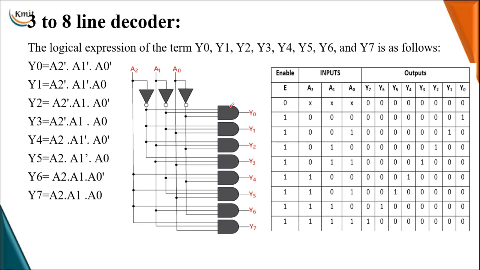Since you have 8 AND gates, each generates one of the outputs. Based on your enable signal, your inputs are decoded at the output. Only one output is logic 1 for a certain combination of inputs. Which output is enabled depends on the input combination applied on the decoder inputs.